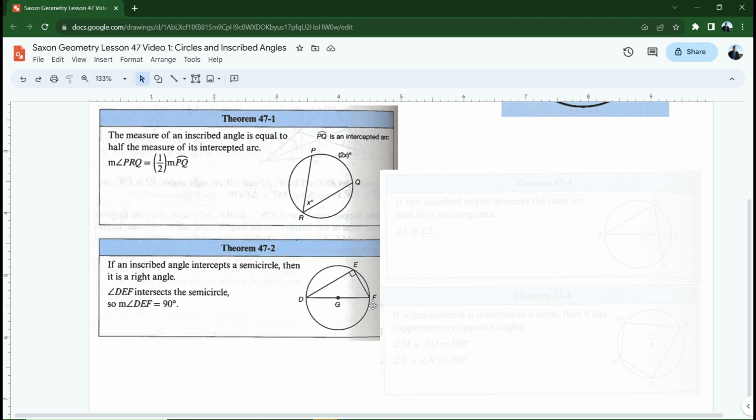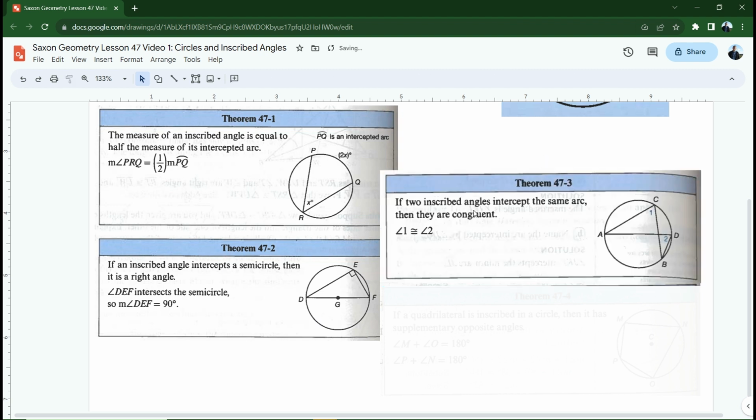Now, how is it going to intercept a semicircle? The only way it's going to do that is if, when I look at the third side of the inscribed triangle made by my inscribed angle, that third side is going to be a diameter. So if one of the sides of the inscribed triangle is a diameter of the circle, then it's going to be a right triangle. Why does that have to be? Well, think about this for a second. A semicircle has 180 degrees. What's half of 180 degrees? 90 degrees. Boom.